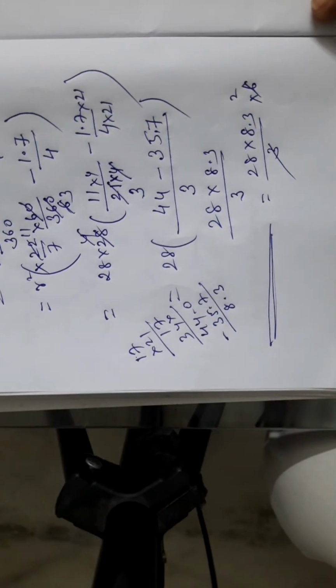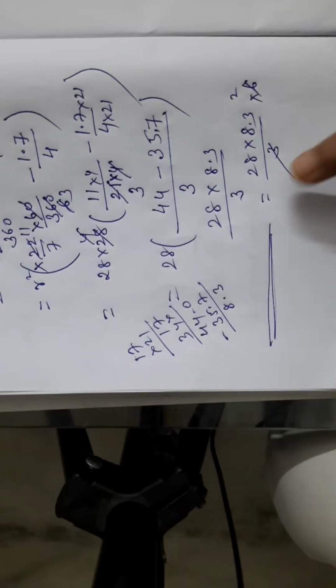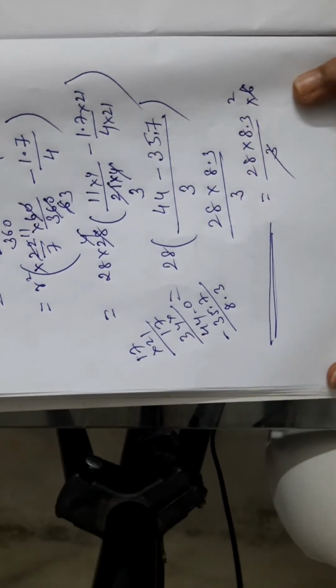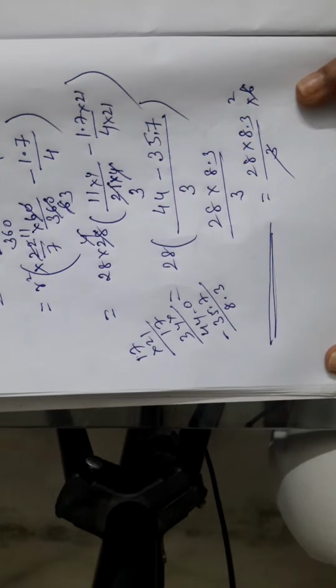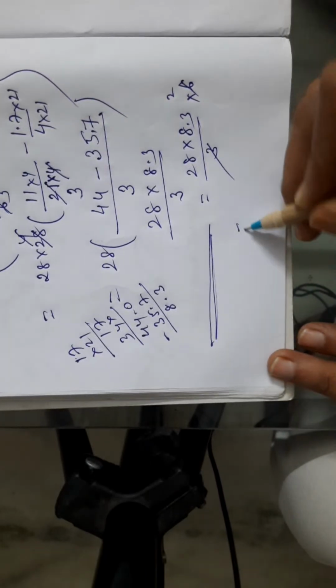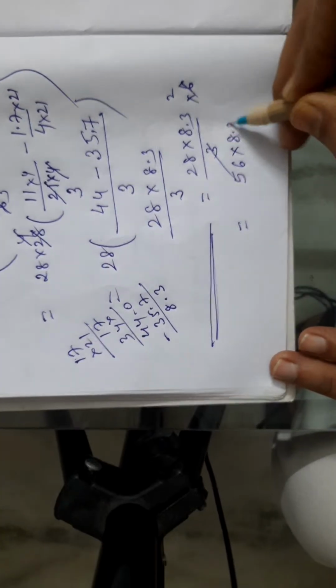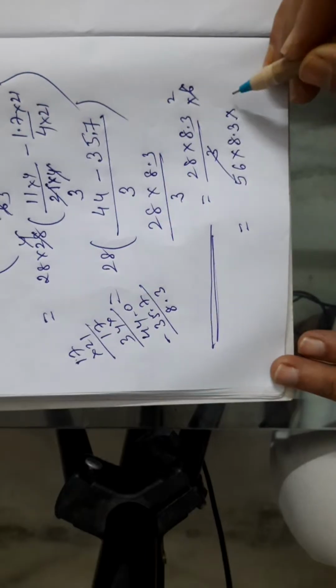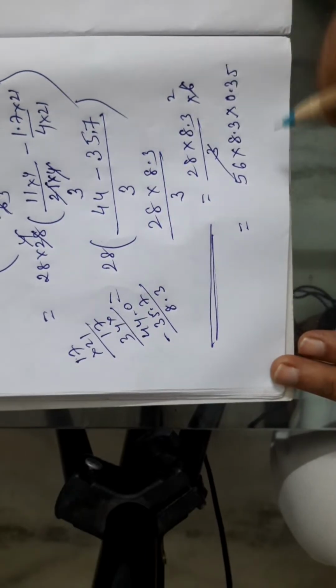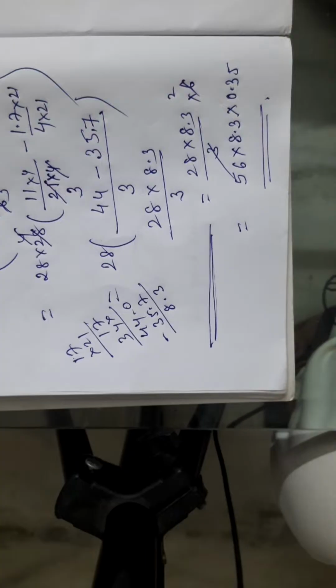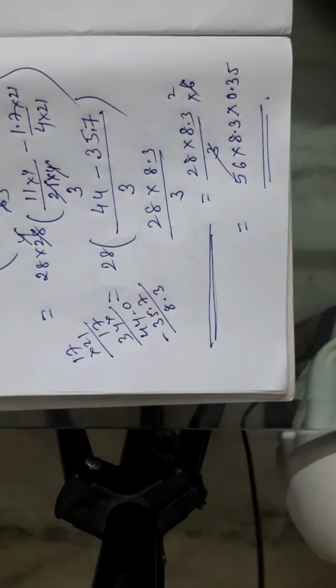Then finally we need to find the cost of making the design at the rate of 0.35 per centimeter square. So this we got as the area, and you need to multiply it with 0.35 to get the final answer. So finally it is 56 multiplied by 8.3 multiplied by 0.35. This will give the complete answer. Is it clear? Multiply and check whether you are getting the correct answer or not.